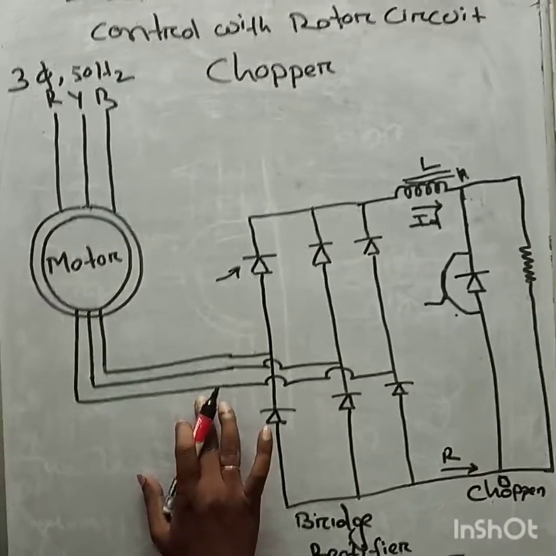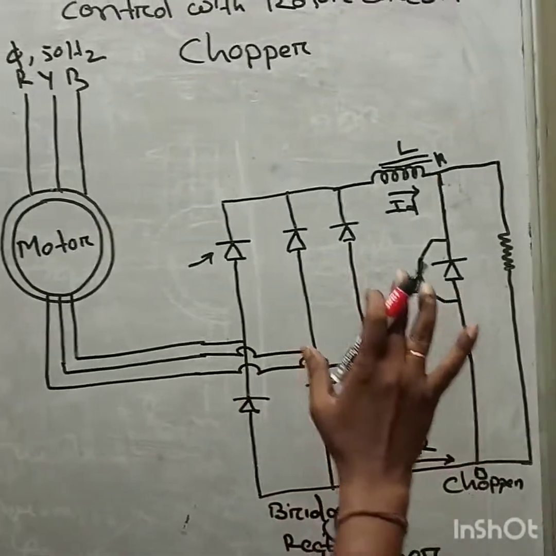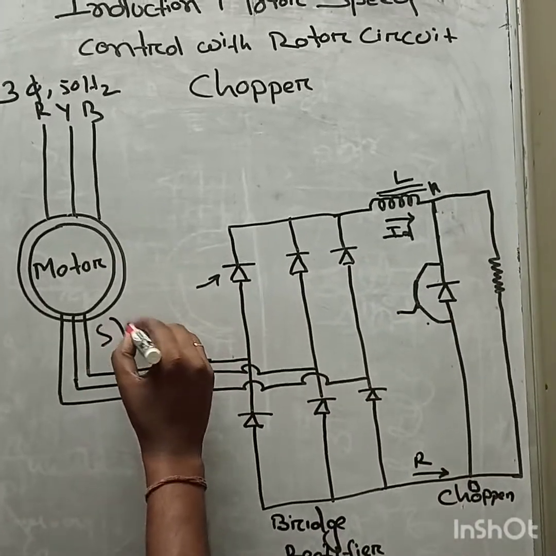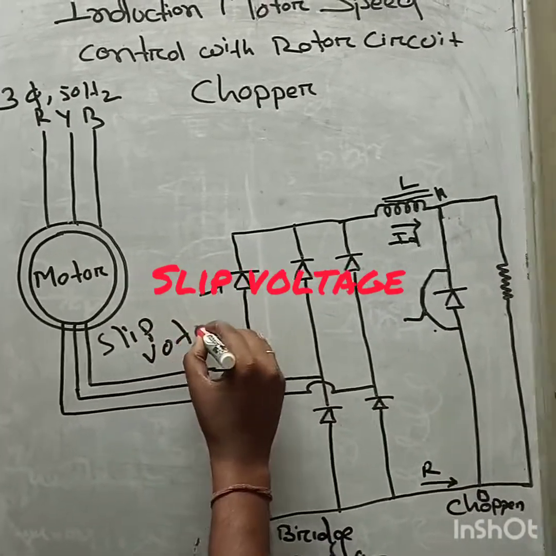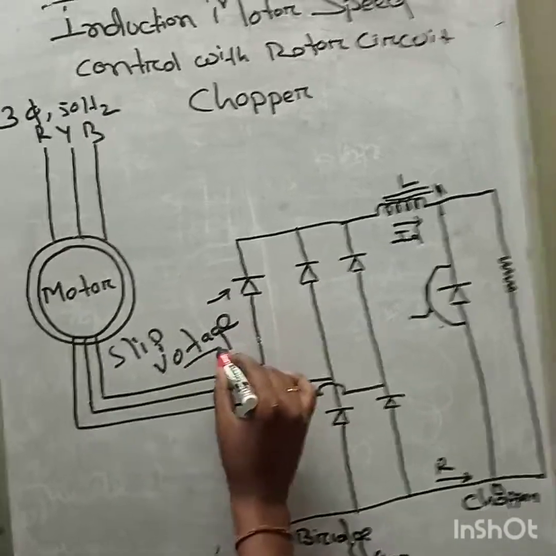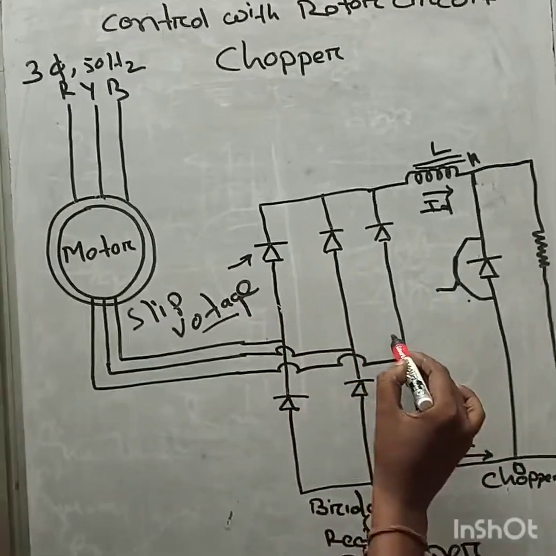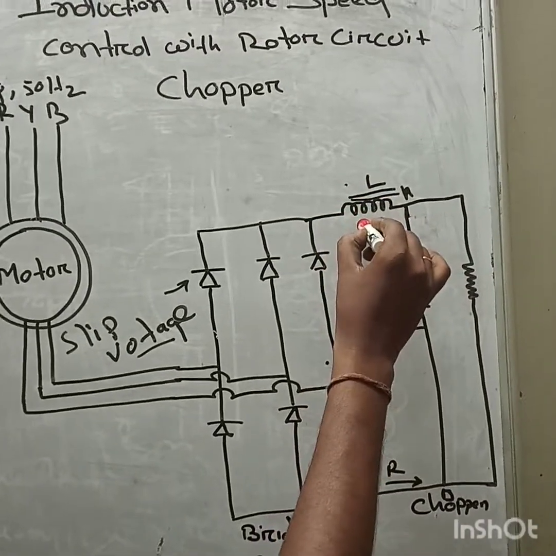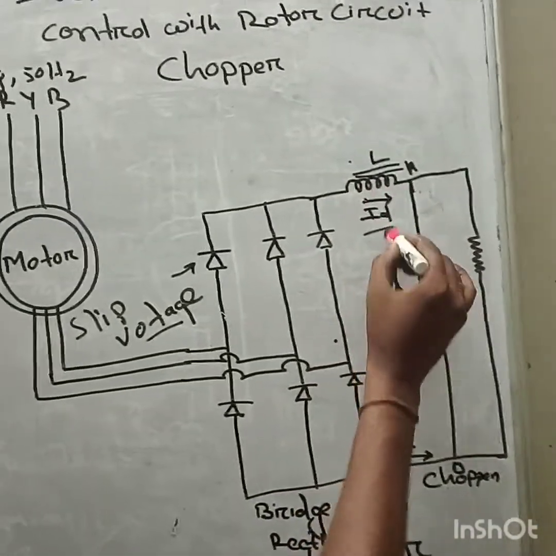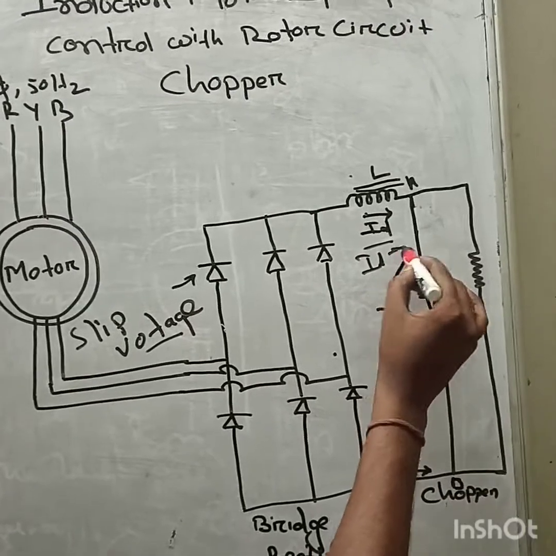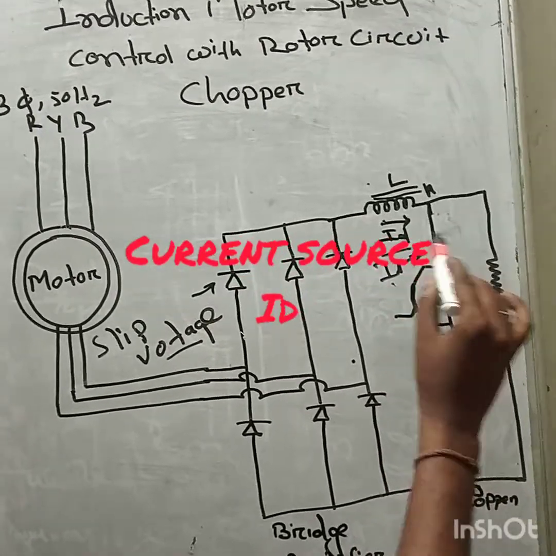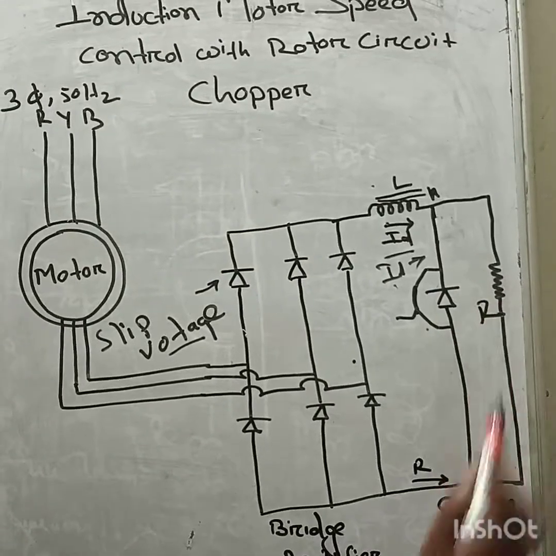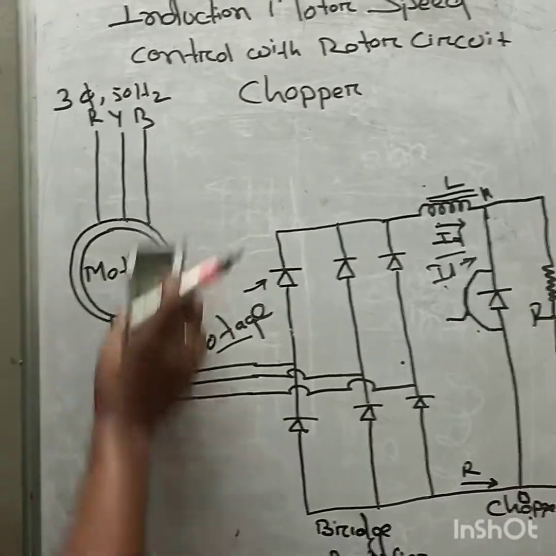AC supply to DC, and this is the slip voltage. This slip voltage is converted to DC, and this DC, using an inductance in series, we convert to current ID, and this current will be controlled by the chopper and the resistance R. Now you can modify this diagram.